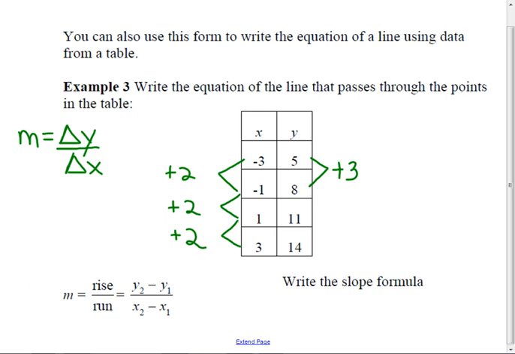I'll give you a little secret here. You're doing calculus. Some of the stuff in calculus is just like this. And 8 to 11 is plus 3. 11 to 14 is plus 3. That's how I know I have a line. These things are always the same. So what's the slope? It's either 2 over 3 or 3 over 2. What do you think?